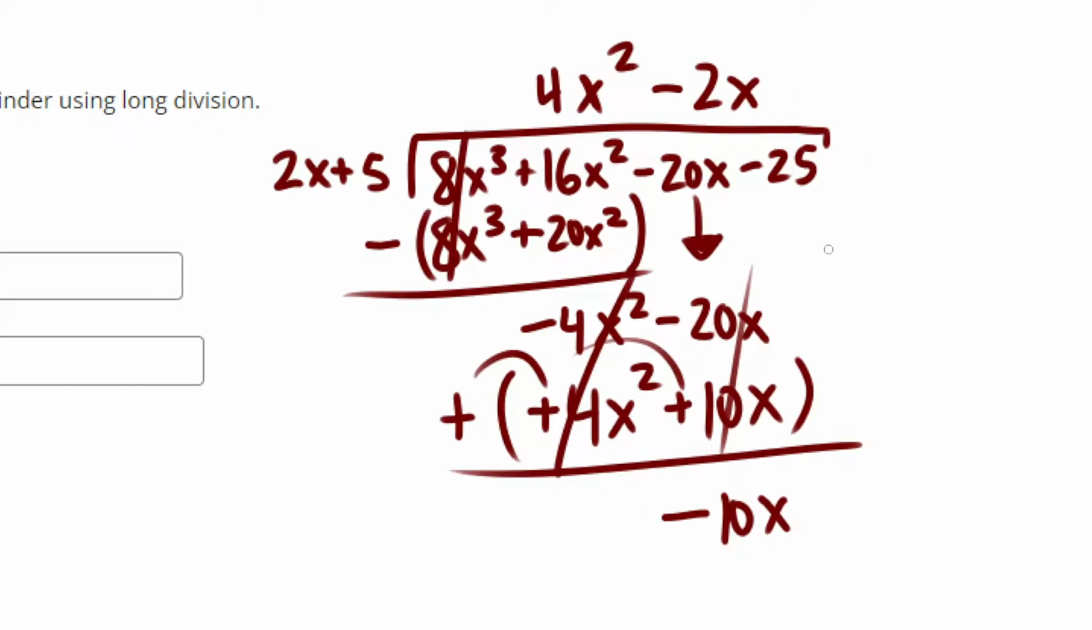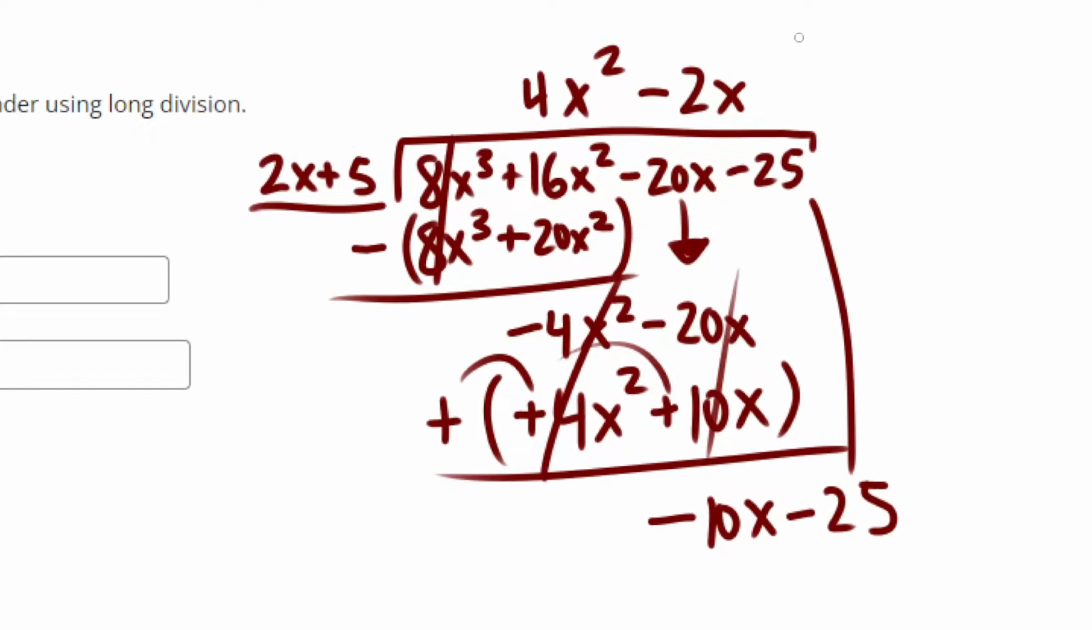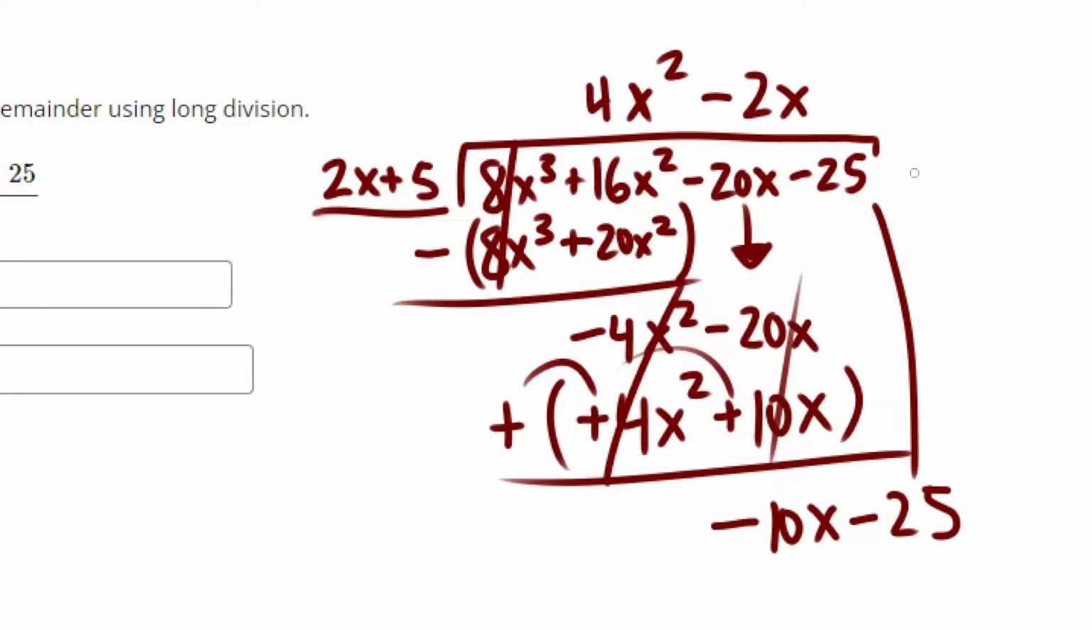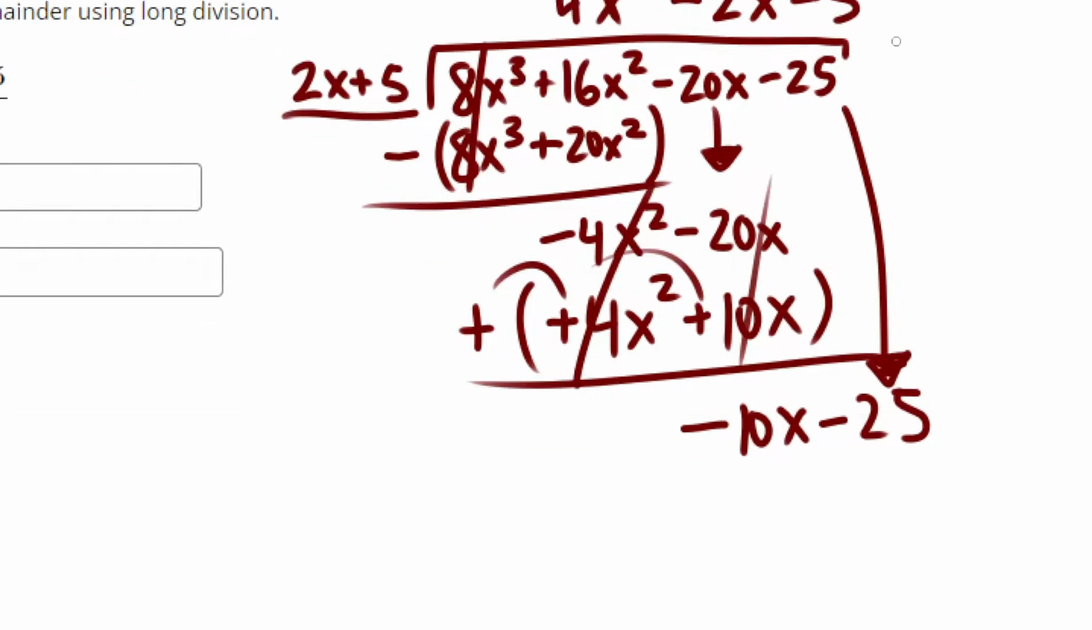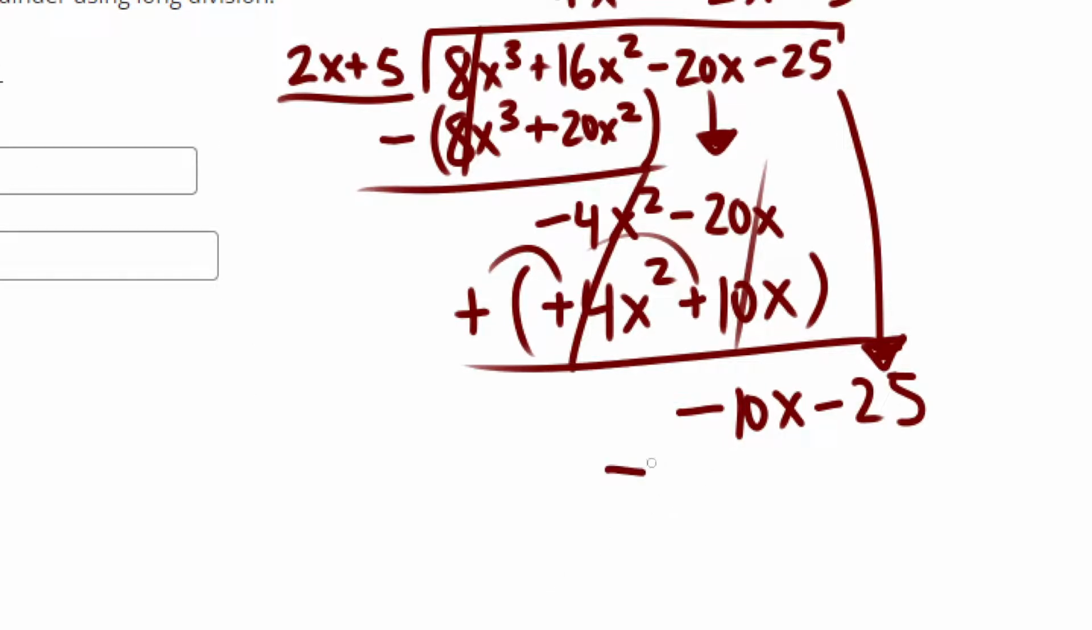And then we have two slots here, so we need to bring down another number. So now we have negative 10x minus 25. And now we say, what can we multiply this 2x by that will give us negative 10x? And that's going to be negative 5. So we will have minus negative 10x and then minus 25.